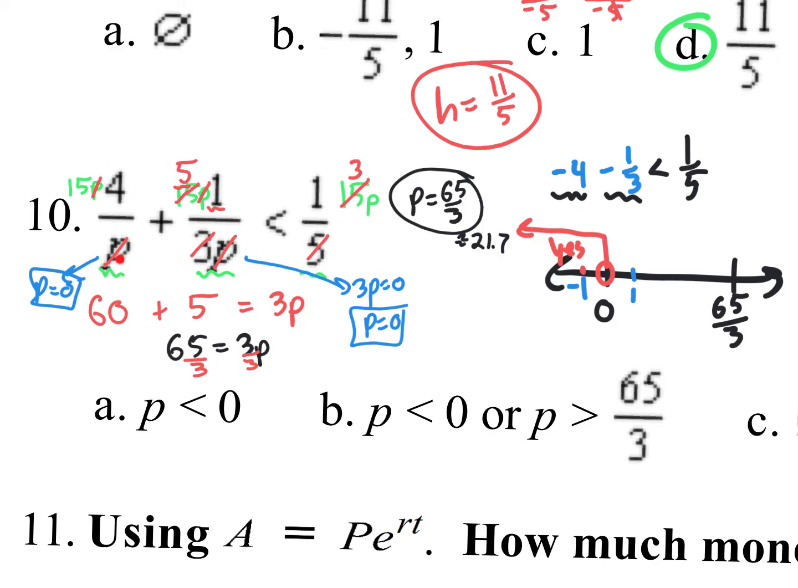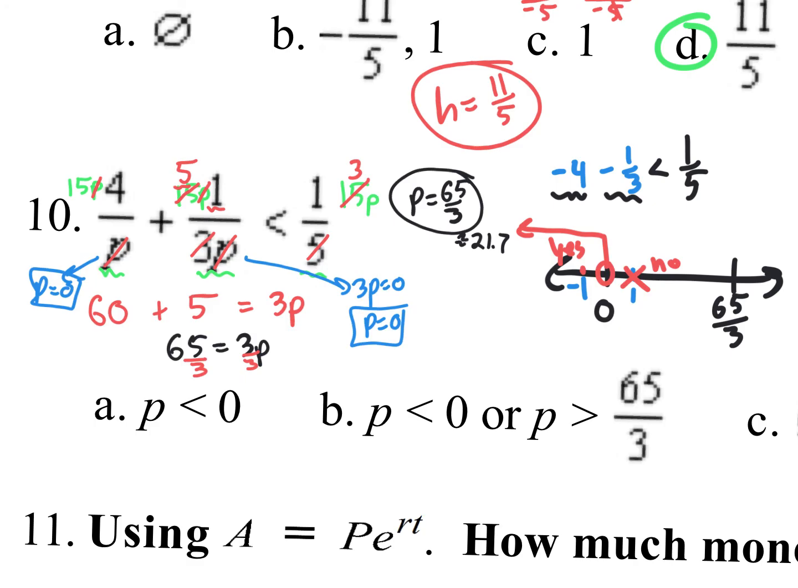Okay, so if we plug in a positive 1, you got 4 plus 1/3, because plugging in a 1 won't change that 3. So 4 plus 1/3 is 4 1/3. Is that less than 1/5? No, of course not. 4 and 1/3 is not less than 1/5. So that's a no. That doesn't surprise me.